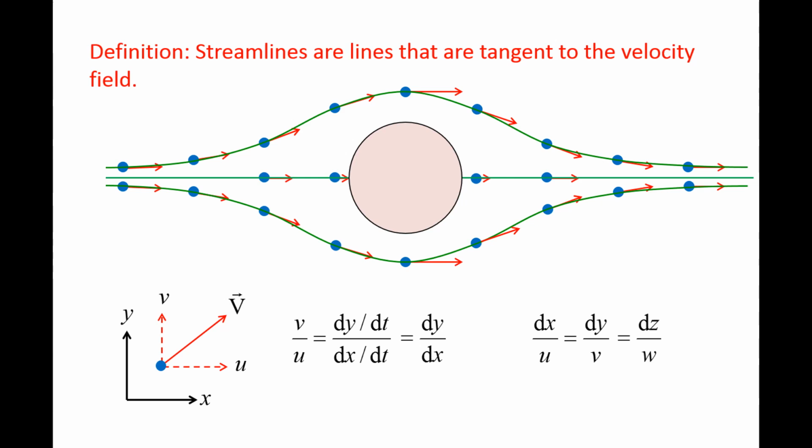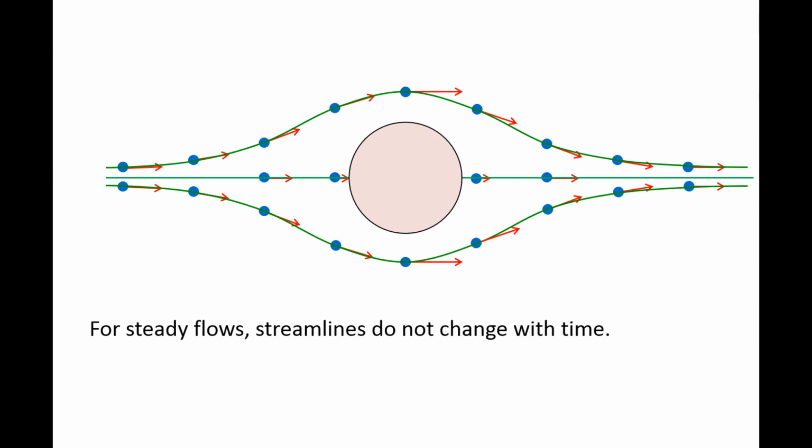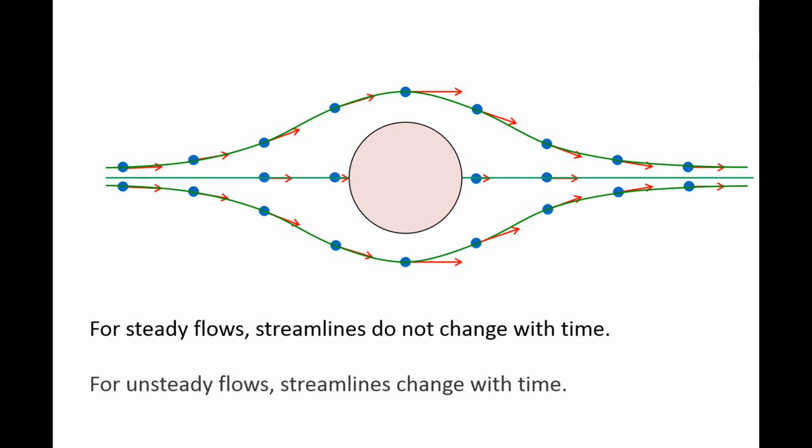If we know the velocity components as functions of position and time, we could integrate this equation to find the streamline passing through a given point. If the flow is steady, that is, the velocity at all locations in space does not change in time, the streamlines will be constant in time. If the flow is unsteady, the streamlines will change in time.